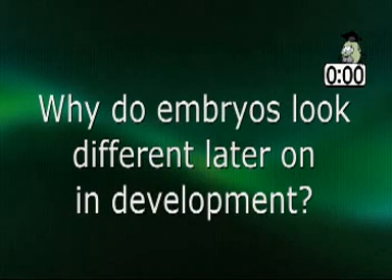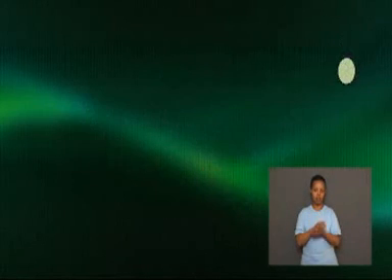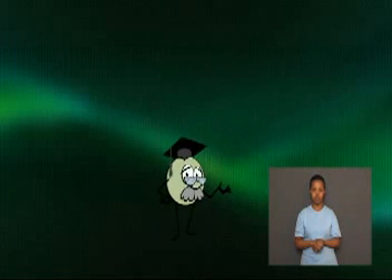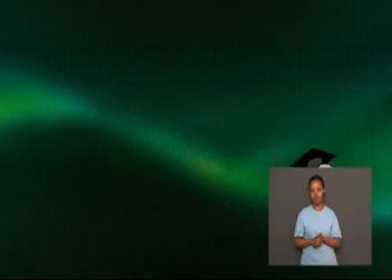Time's up. Let's get back to our lesson. Welcome back, students. The answer to the activity question is that embryos look distinct from one another later on in development because unique genes in different species cause the embryo to take on different characteristics and develop unique structures.